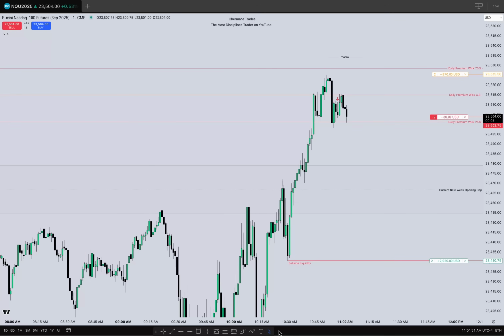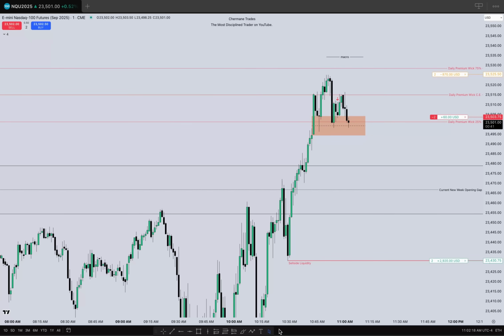Now my entry is based off of this inversion fair value gap. That's what I'm looking at. It was used as support here to make a higher high. So once we trade back to it, I'm trying to get my short inside of that inversion level. And there's a little volume imbalance, so I'm going to include that. And then I would expect us to get beneath it and use it as resistance.